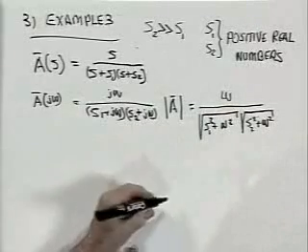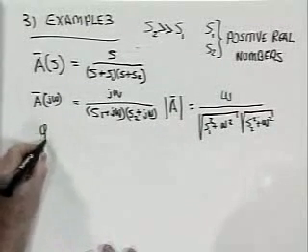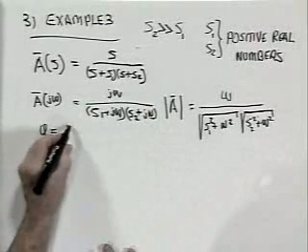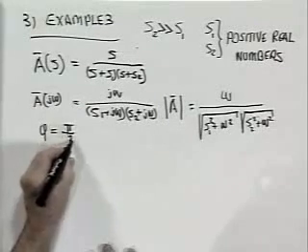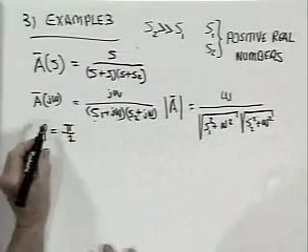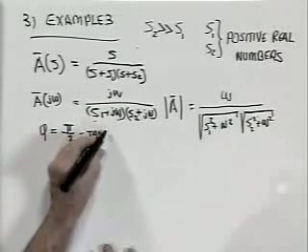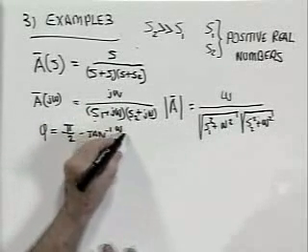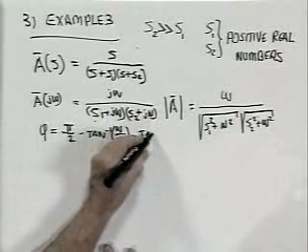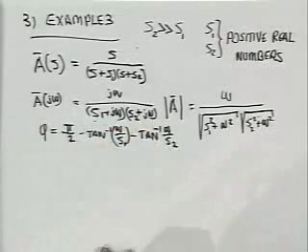And the angle, if the angle is phi, the angle of this function is the angle of the numerator, which is pi over 2, the numerator being purely imaginary, minus the angle of this factor. So it's minus the angle whose tangent is omega over s1, minus the angle whose tangent is omega over s2.